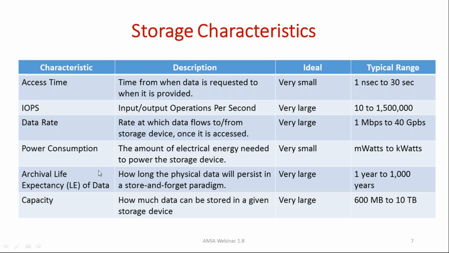Another characteristic we care about often is the archival life expectancy, or LE, of the data, which is simply how long the physical data will persist. Data is stored as some kind of physical parameter. It's either magnetic or optical or charge, electrons, and that's what persists. That's what the data is, and we would like that to be very large because we like data to last a long time. Typically today that can be anywhere from a year to 1,000 years, but even less than a year on some things that are volatile, of course, because those don't last long at all if you turn the power off. And finally, capacity, which is how much data can be stored in a given device.